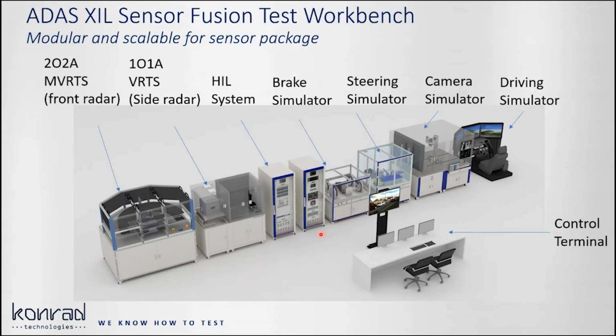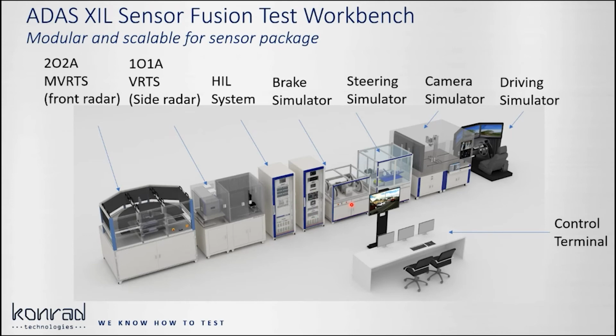So here is the image of what a test workbench looks like. This is one of the configurations we have. Moving from the left, we've got a front radar test system, and then we have the side radar test system. And then we have a HiL system, which is running all the vehicle models and also connecting to different software simulation packages. And then we have a brake simulator, okay?